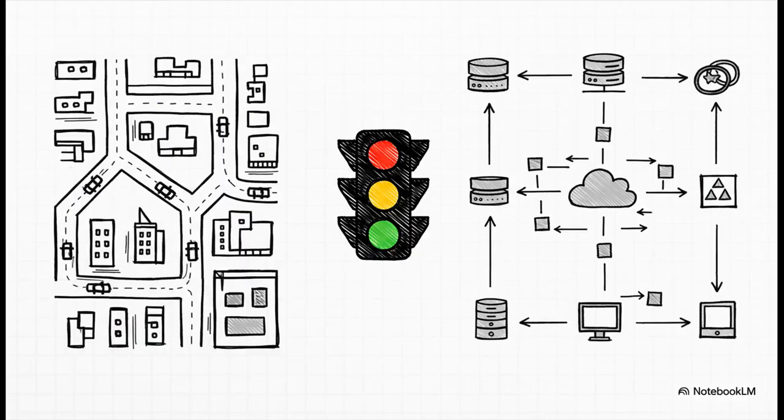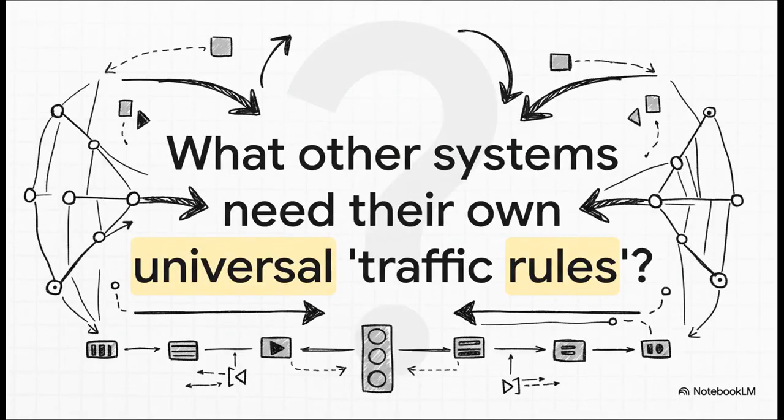So, at the end of the day, the metaphor just holds up perfectly. Just like a clear, universal set of traffic rules lets a massive city function safely and efficiently, the Reactive Streams Specification provides those essential rules that keep our entire digital world flowing smoothly without crashing and burning. It's a pretty powerful idea when you think about it. And it kind of makes you wonder, as our digital world gets more and more complex, what other areas out there are just crying out for their own universal set of traffic rules?